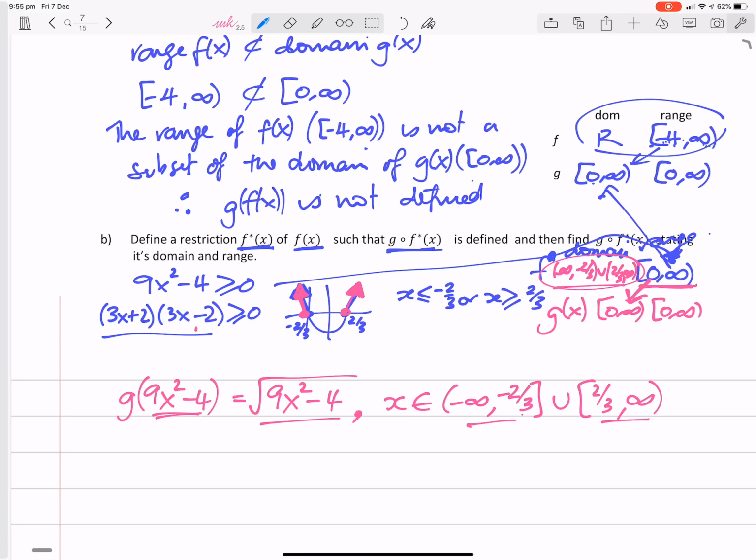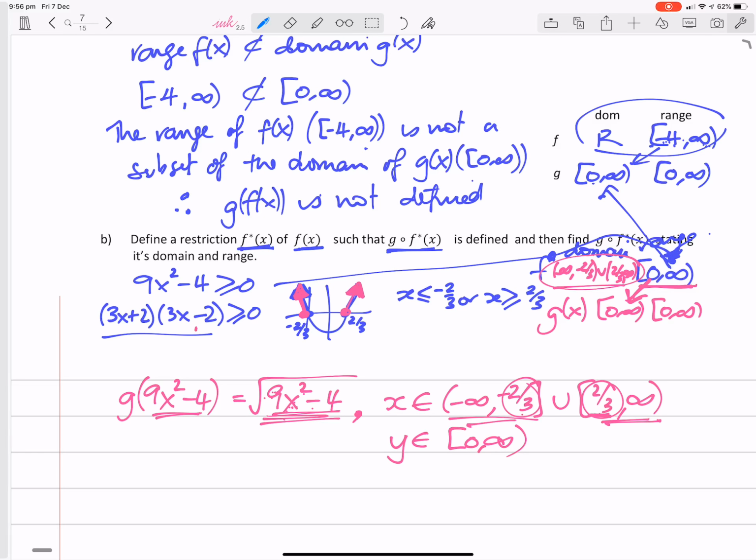So if I put negative 2/3 in, negative 2/3 squared is going to give us 4 on 9. When I multiply it by 9, I get 4. 4 minus 4 is 0. So if I put in 2/3, we get 0. So that's our lowest value. If we put in a bigger number like 1, I get 9 times 1 squared minus 4, which is 5. So the function is just going to get bigger and bigger. So my range is from 0 inclusive, because when x equals 2/3 or negative 2/3, this will equal 0, up until infinity.